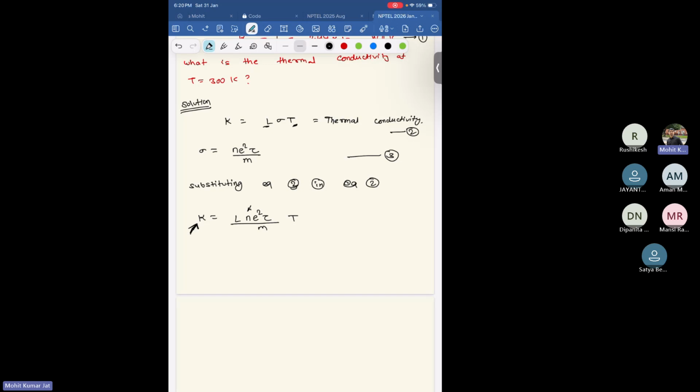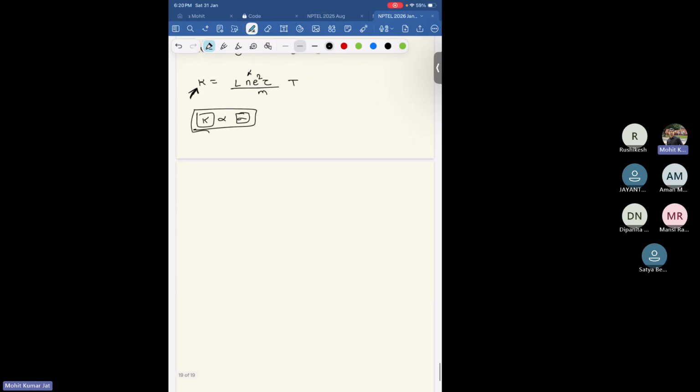The other way around, for metals, if it is a good conductor of electricity, it will be a good conductor of heat also, because K is directly proportional to sigma, which is electrical conductivity. So if a material is a good conductor of electricity, it will be a good conductor of heat also. That's what this Wiedemann-Franz law also tells, right? So this is about the concept.